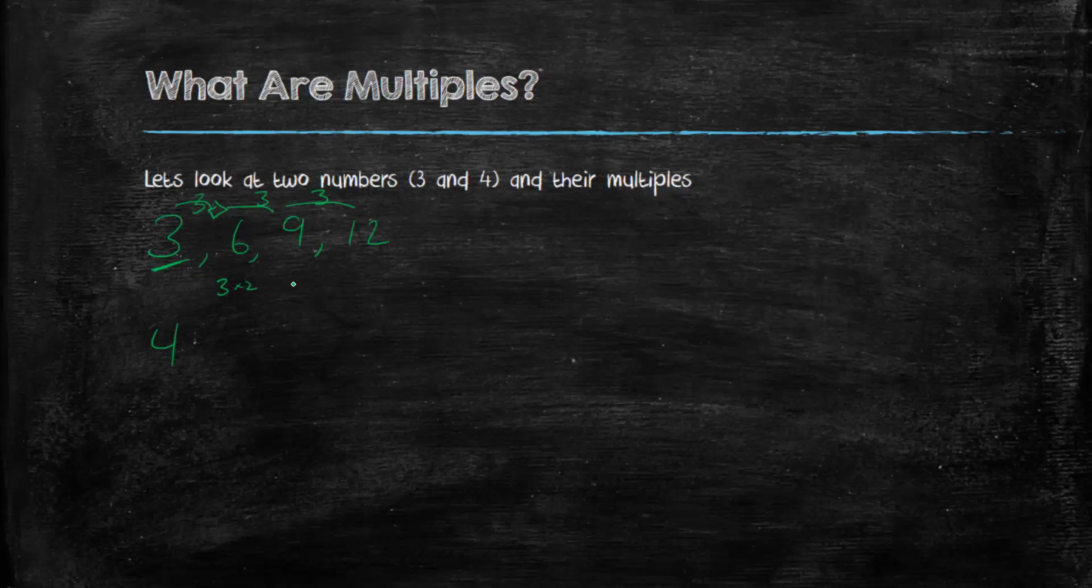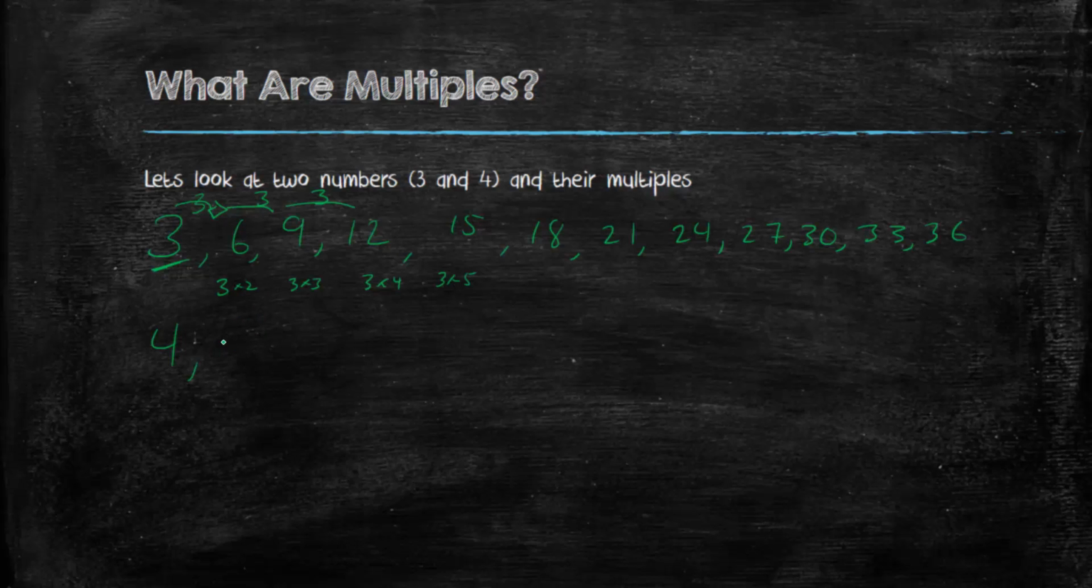So 3 times 2 is 6, 3 times 3 is 9, 3 times 4 is 12, 3 times 5 is 15, and so on. And you could find multiples this way, and you could go on forever. So 18, 21, 24, 27, 30, 33, 36, and this is really easy, and you could go on forever and ever. And these are multiples for the number 3.